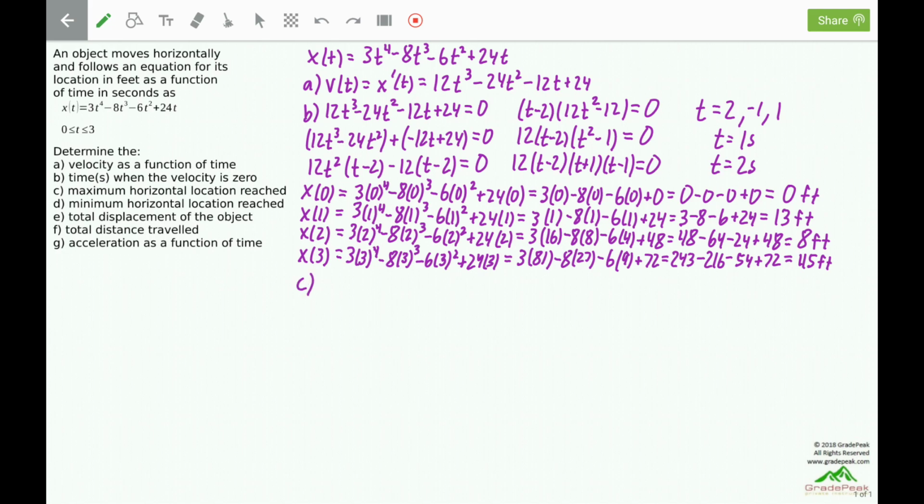For part C, the maximum horizontal location reached, x max, is going to be one of these 4 up here, whatever is the largest. And that turns out to be at the final time of 3, and it's at 45 feet. The minimum horizontal location reached for part D is the minimum from up there, and that happens to be 0 feet. And that occurred at the initial time.